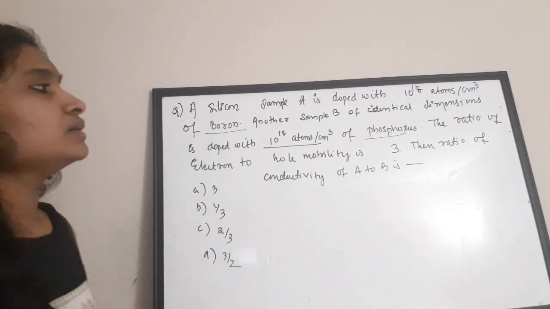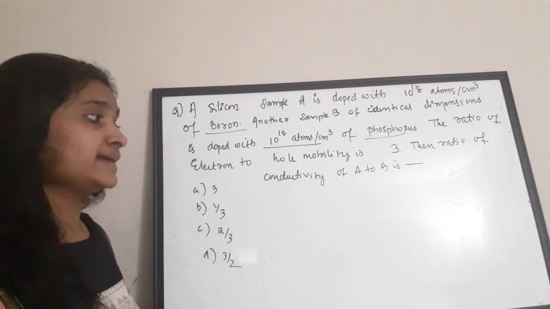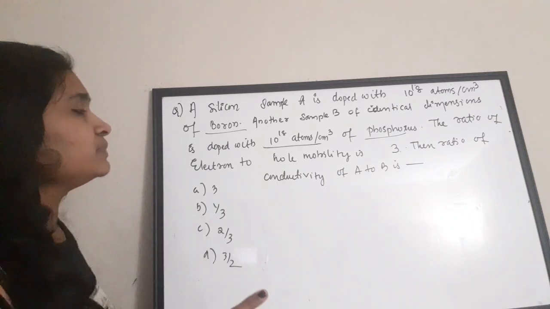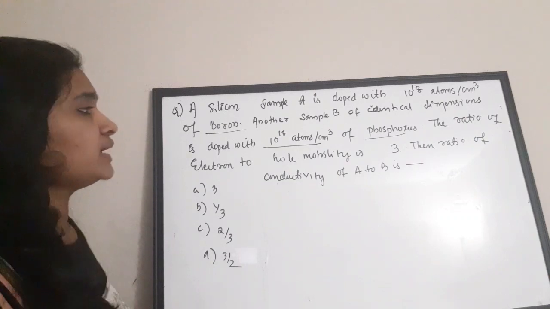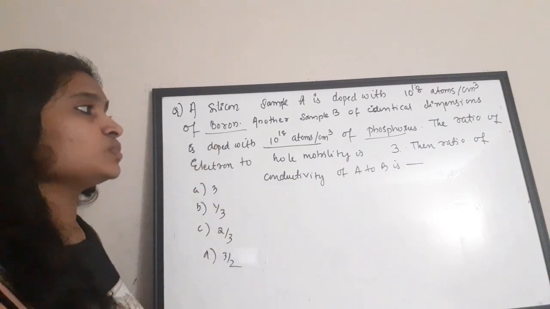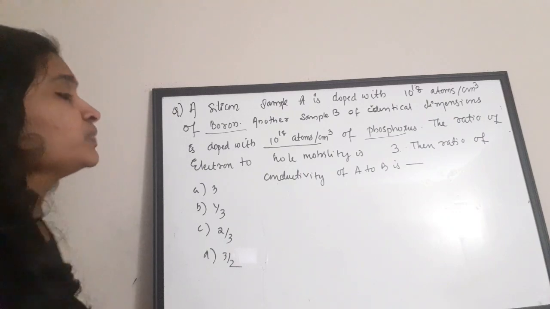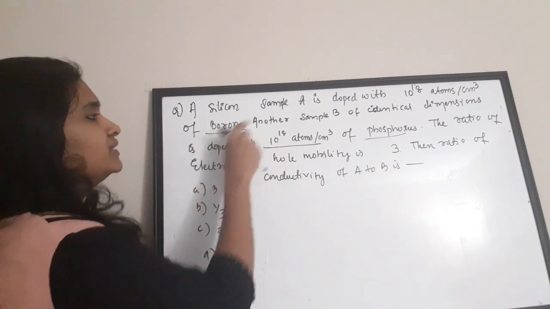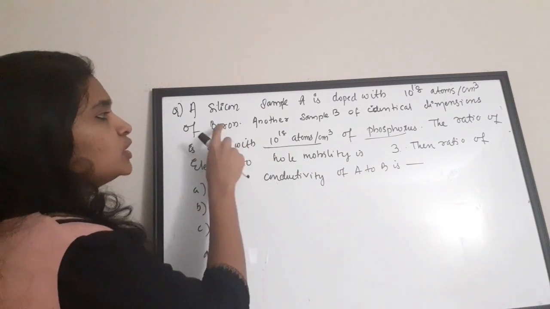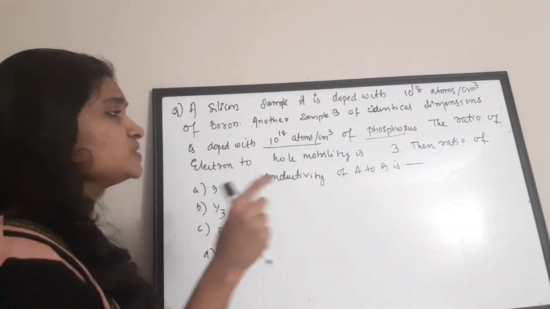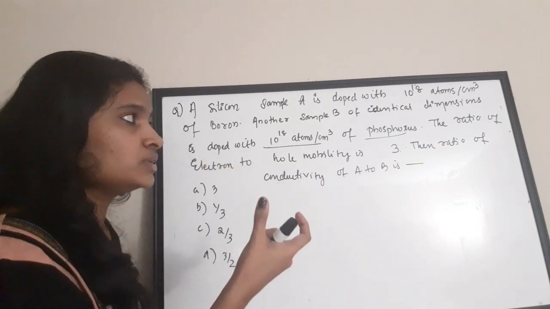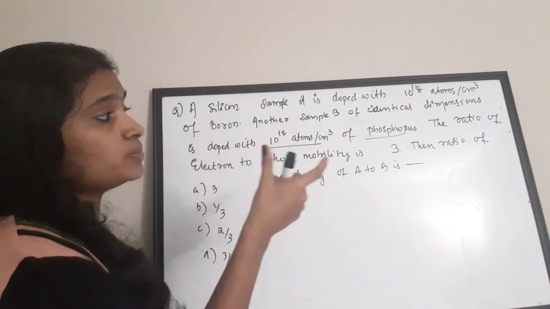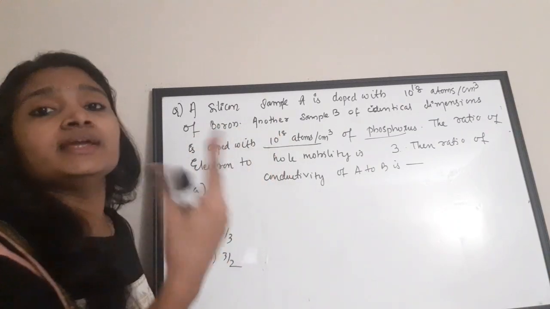Here we need to find the value of conductivity, right? So what is the equation for finding conductivity? One sample is doped with boron, another sample of identical dimensions is doped with phosphorus. Here we have to understand two things. The first sample is doped with boron, which is an acceptor impurity, which will create a lot of holes. The next one is doped with phosphorus, so it will create a lot of free electrons.